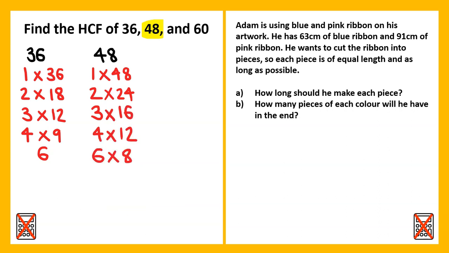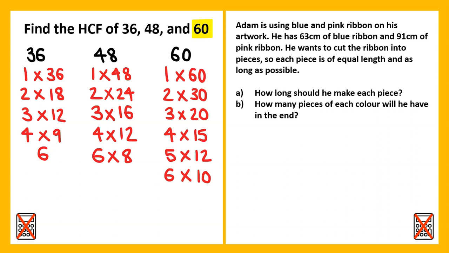4 and 12, and lastly 6 and 8. Finally, listing the factors of 60. Once all of the factors are listed, we can see the highest common factor between them is 12. On to the next question.